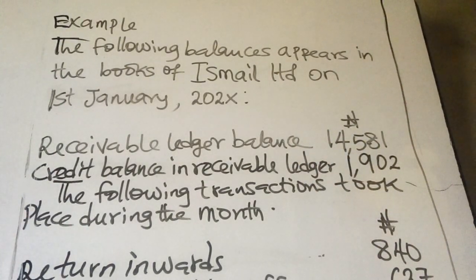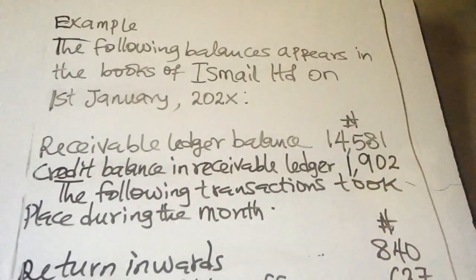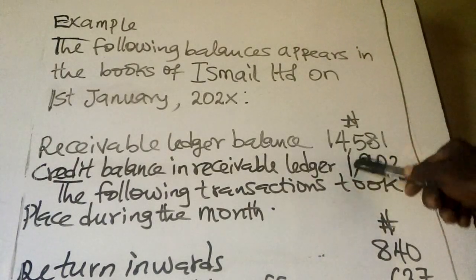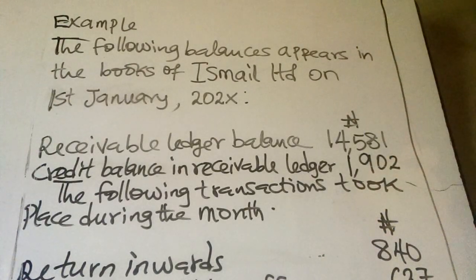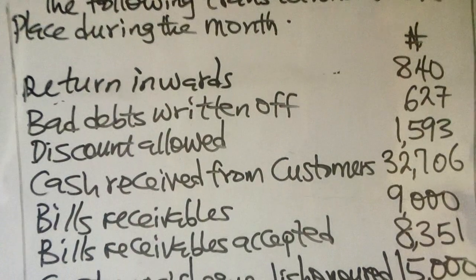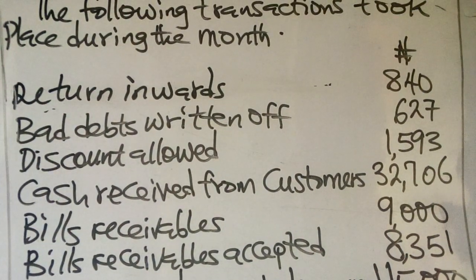Then you also have credit balance in receivable ledger. Since this is given to be the credit balance, you are going to bring it down to the credit side of the receivable ledger control accounts. The following transactions took place during the month. You have the return inwards 840. Return inwards, when customers return goods, that means the customer's debt reduces, so you credit it.